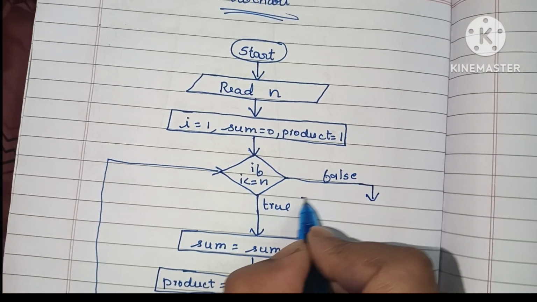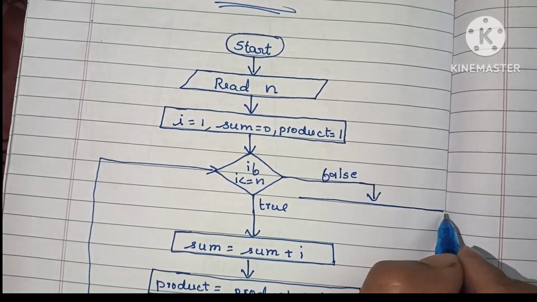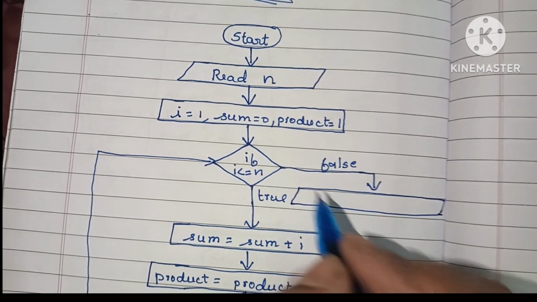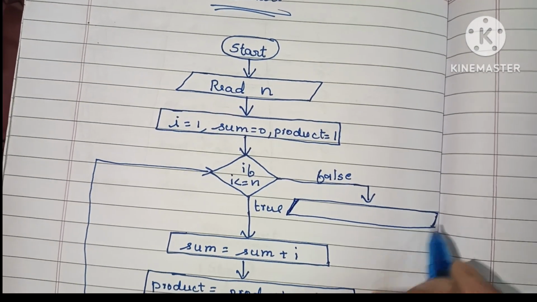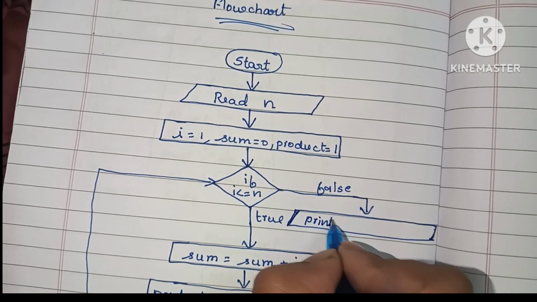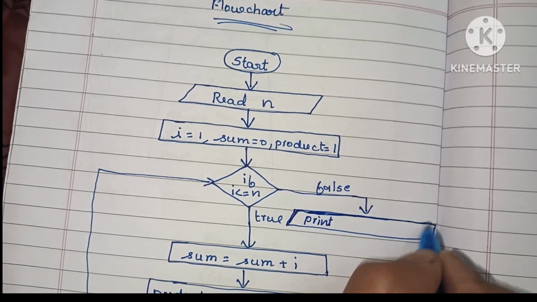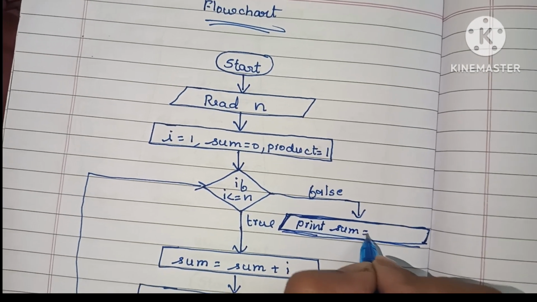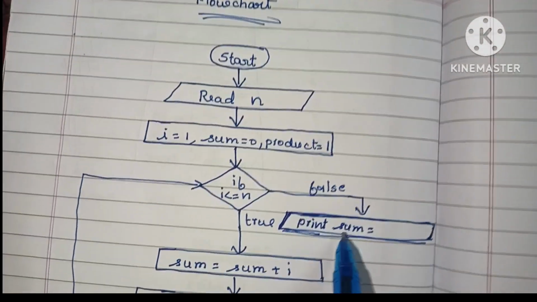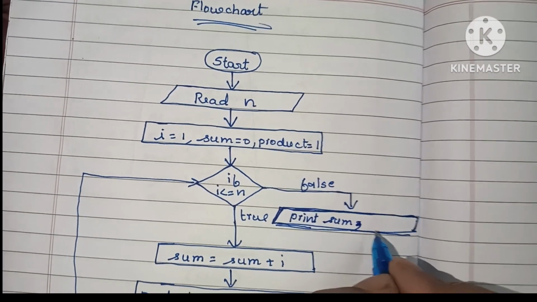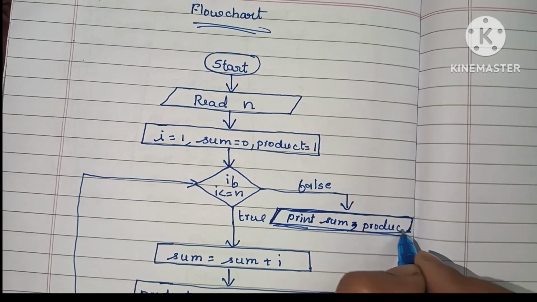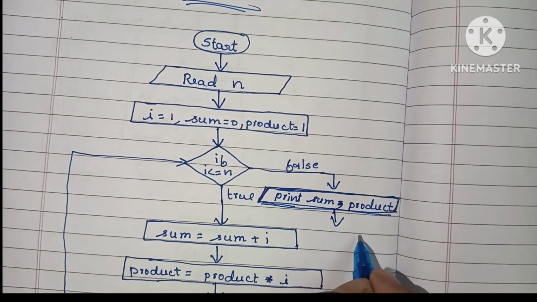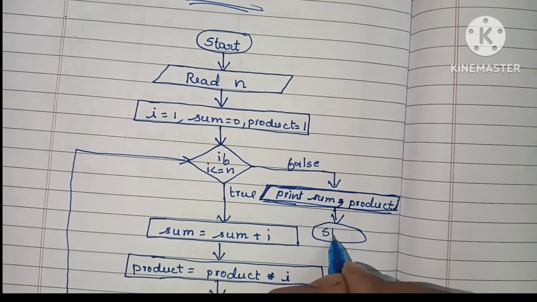we have to print the output. If this condition is false, we have to print the output. Output is always written within a parallelogram shape. This is the parallelogram shape. Within that we have to print sum comma product. Okay, sorry, it became doubled. This is the parallelogram shape. Here we have to print sum comma product. Finally we have to stop the flowchart using the stop statement.